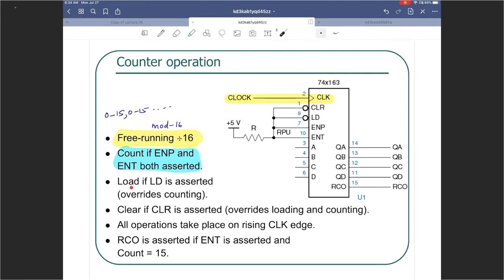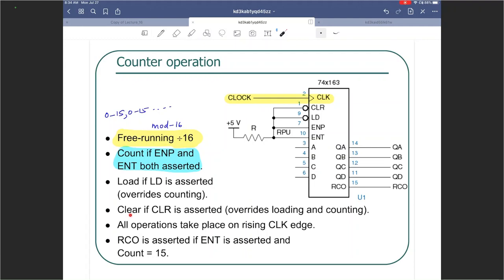You can load if LD is asserted. In this diagram, it is not, but load overrides counting, which means that if you have the counting going on using the enable signals, you can stop that counting and load some arbitrary value into the counter when load is activated, which means that load input has priority over counting.